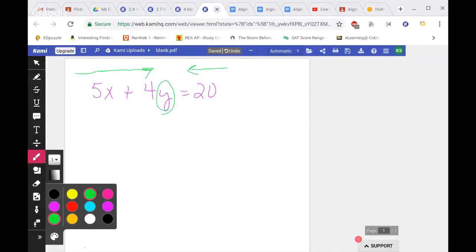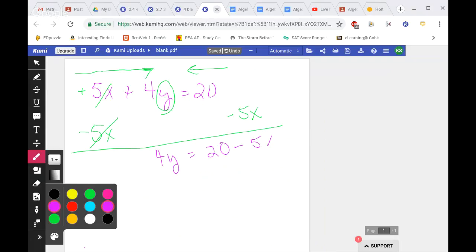And I know that the 4 is being multiplied to the y, but I need to get everything else on one side first. So, the understood sign in front of this 5x, that's positive, so I am going to subtract 5x from both sides. And so then that's going to leave me with 4y equals 20 minus 5x.